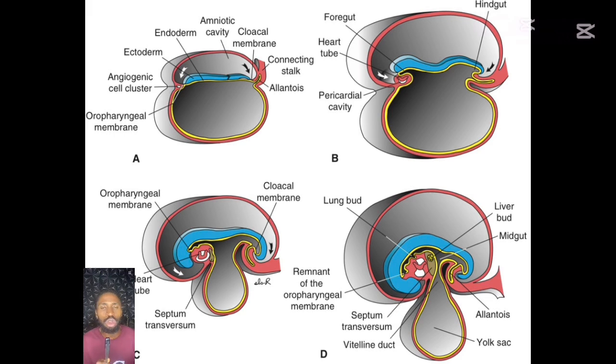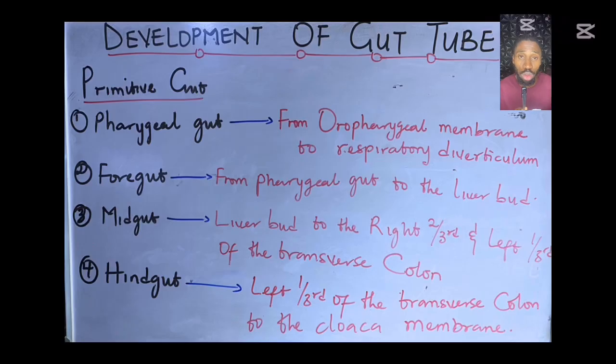Now how can you divide these parts? How can you divide the foregut, the midgut, and the hindgut? So first of all, the gut tube is divided specifically into 4 sections. You have the pharyngeal tube, you have the foregut, you have the midgut, you have the hindgut.